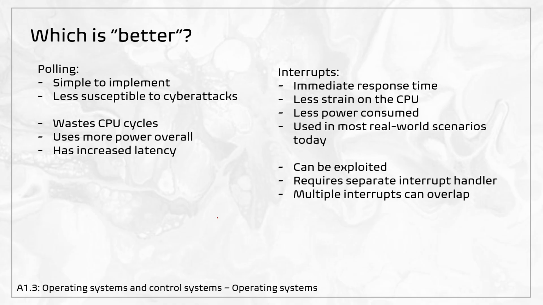Interrupts also put less strain on the CPU and consume less power, as while interrupts only use CPU power when there is an event, polling requires a constant cycle of work done by the OS, which leads to some wasted CPU usage. These advantages are why interrupts are used in most real-world scenarios today.